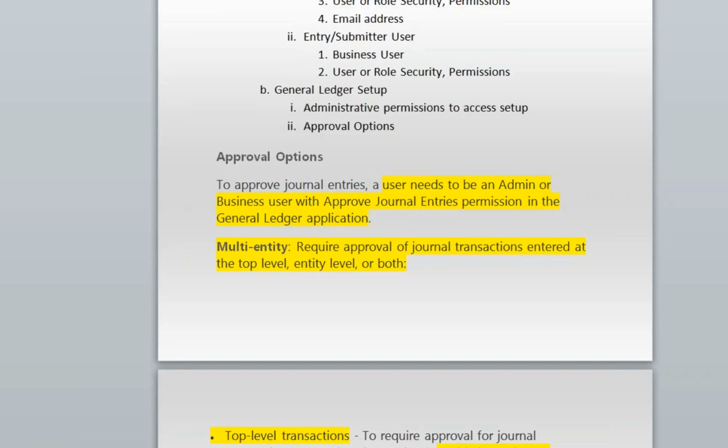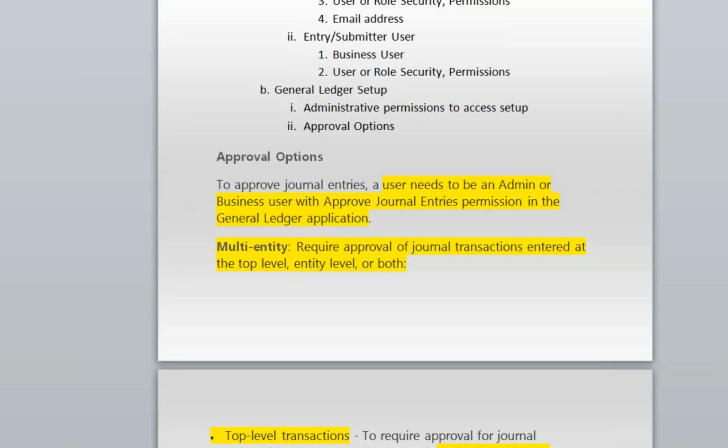So considerations having to do with approvals. Approval journal entries: a user needs to be an admin or a business user with approve journal entry permission in the general ledger application. We saw that. We talked about that a little earlier. In a multi-entity environment, some of you are in a multi-entity environment, others may not be.